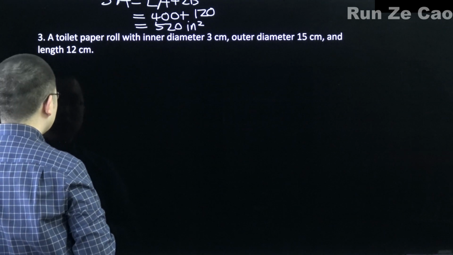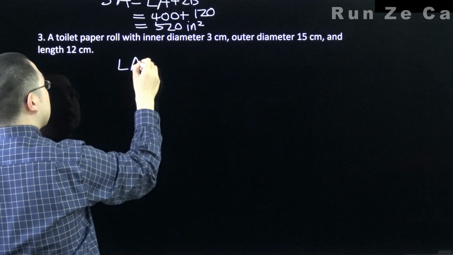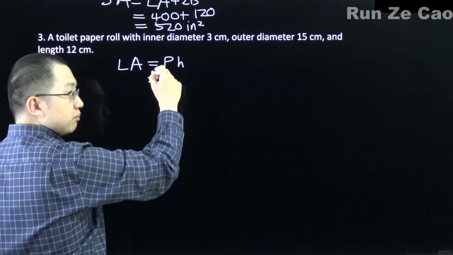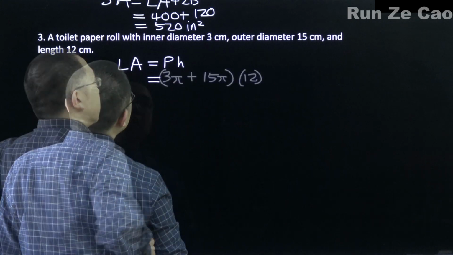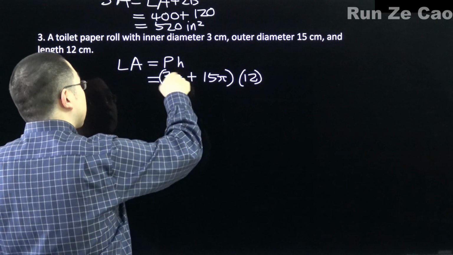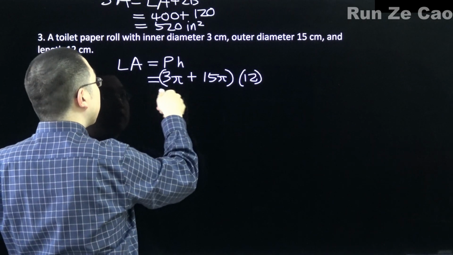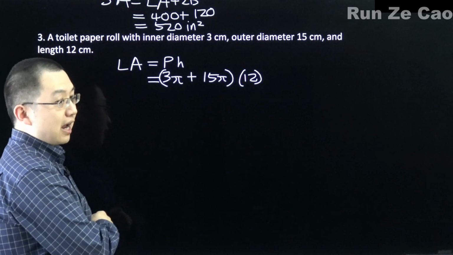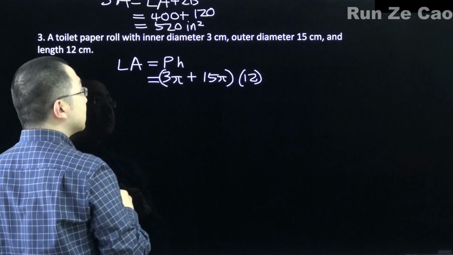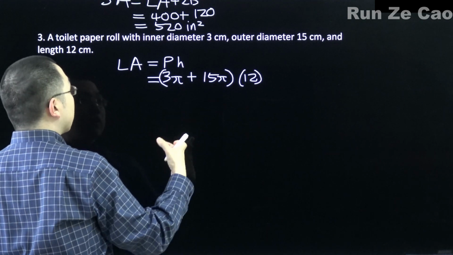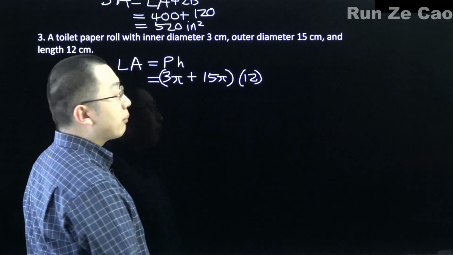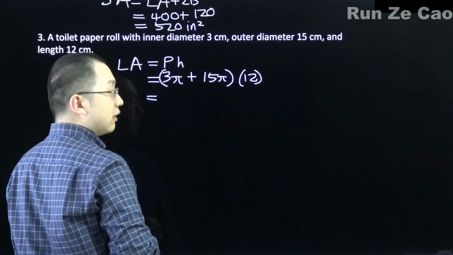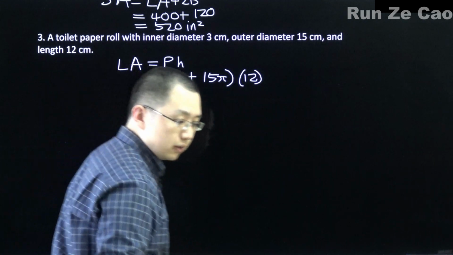But you can still use lateral area is equal to perimeter times height. It's just that this perimeter here is just perimeter 1 plus perimeter 2. Pi d is the perimeter of a circle, so the circumference. Therefore, for the inner tube, that surface area is going to be 3 pi times the height, pi d times h. And same for the outer side of the toilet paper roll. So we're looking for 3 plus 15, 18 pi times 12.